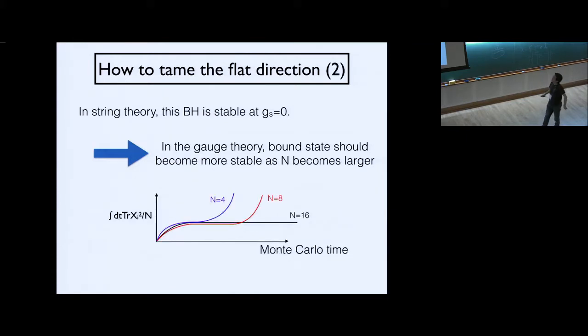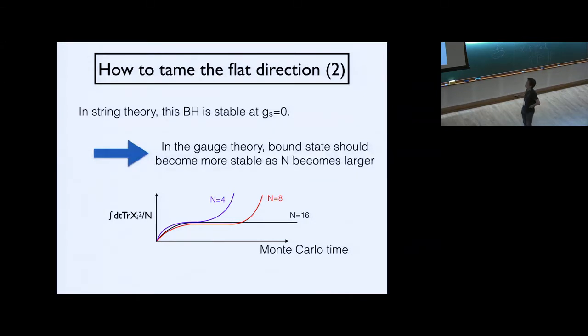And numerically, we can actually see that the black hole becomes stable when n becomes large. If you plot trace x squared divided by n, which characterizes the radial coordinate of the diagonal element, as a function of Monte Carlo time, say with n equals 4 starting with x equals 0, then it increases and becomes metastable, but then it diverges rather quickly.